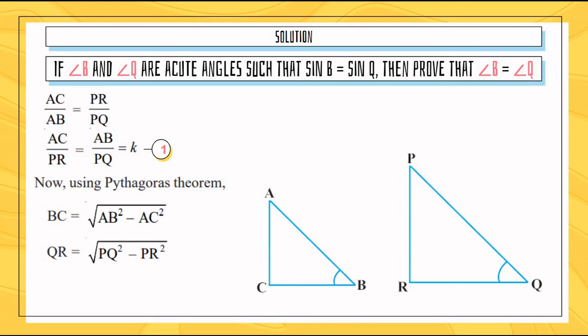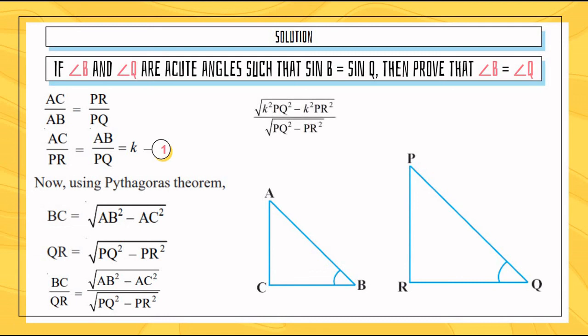And if we try to divide PC by QR, we are going to get root of AB square minus AC square divided by root of PQ square minus PR square. And from our first equation, we know that AB by PQ is equal to K. So in place of AB square, we can substitute K square PQ square just by cross multiplying. In the same way, we know that AC by PR is equal to K. So that's from the first equation again. So we can also cross multiply that and write it as K square PR square.